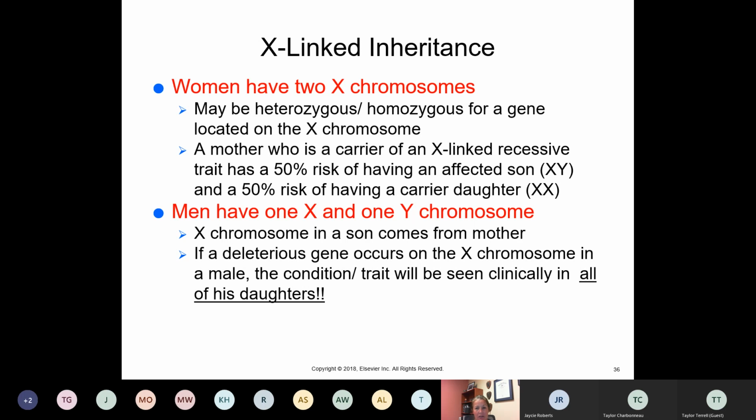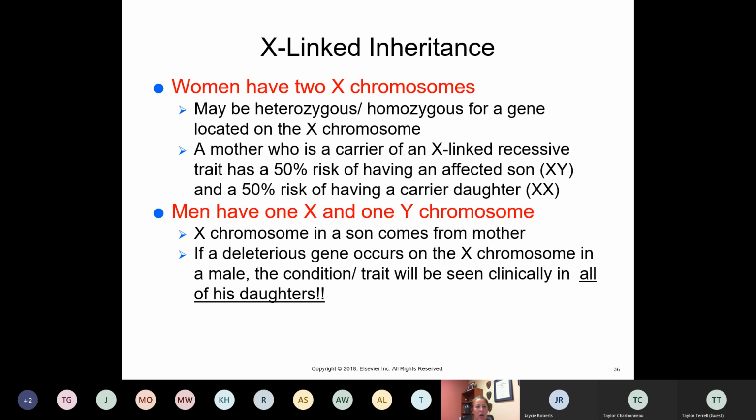I don't carry any Ys. I have two X's. So he's definitely going to get an X from me. And if he's a boy, he's got a Y from dad. So there would be a 50% chance of my son having this trait, this recessive trait. And then my daughter has a 50% chance of carrying that same trait because I give her an X and dad gives her an X.